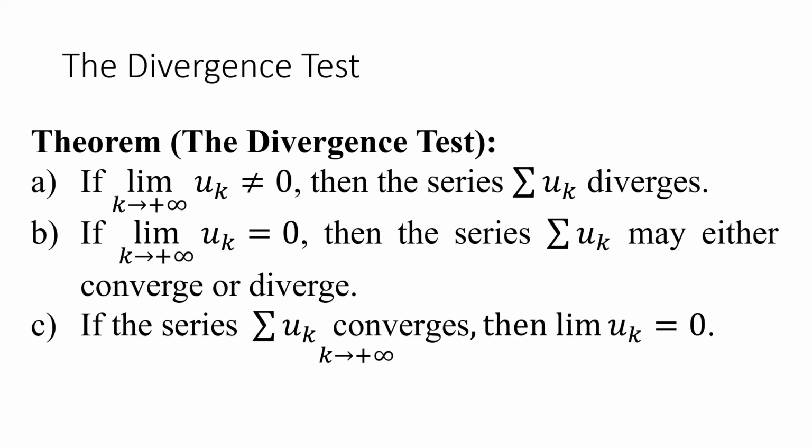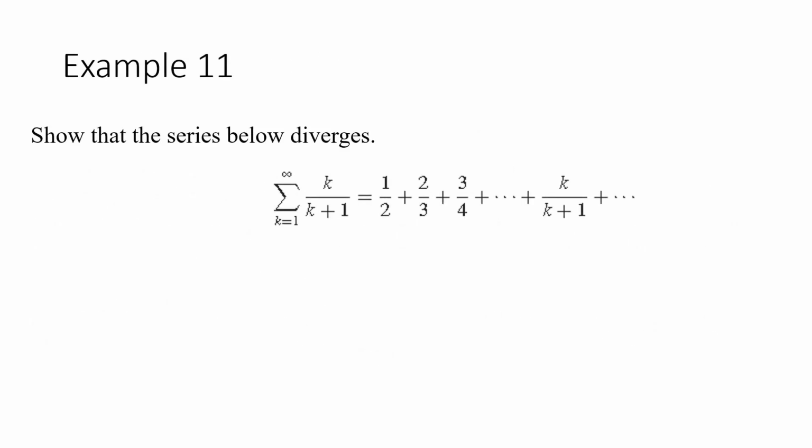So this would be the theorem. If the limit of u sub k as k approaches positive infinity is not equal to 0, then the series diverges. If the limit of u sub k as k approaches positive infinity is 0, then the series may either converge or diverge. If the series summation of u sub k converges, then the limit of u sub k is equal to 0. Okay, so let's have an example.